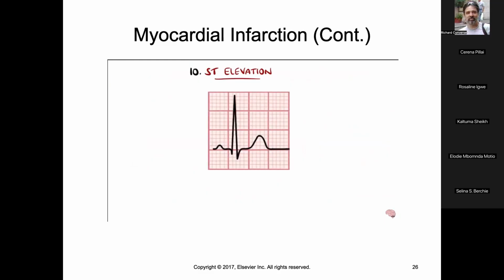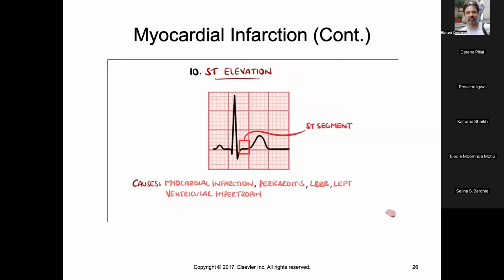Although not an arrhythmia, it is an important ECG feature. On the ECG, this is the portion between the end of the S wave and the beginning of the T wave. Acute myocardial infarction is largely the most significant cause. However, there can be many other causes too, including pericarditis, left bundle branch block, left ventricular hypertrophy, and even a normal finding, such as in benign early repolarization.